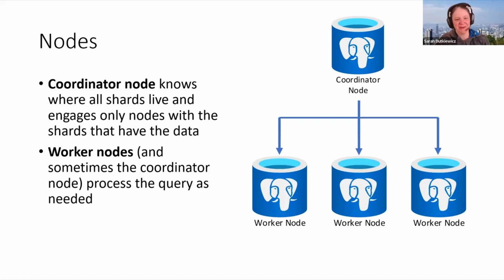So the coordinator node knows where the shards live. Sometimes those shards live on the coordinator node, sometimes they don't. If you start in a multi-node setup, then the shards never live on the coordinator node, at least for now. But if you start in a single node setup and then scale out to multiple nodes, then shards can live on the coordinator node. That's just because in a single node, they live on the coordinator node. So the coordinator node knows where they are.